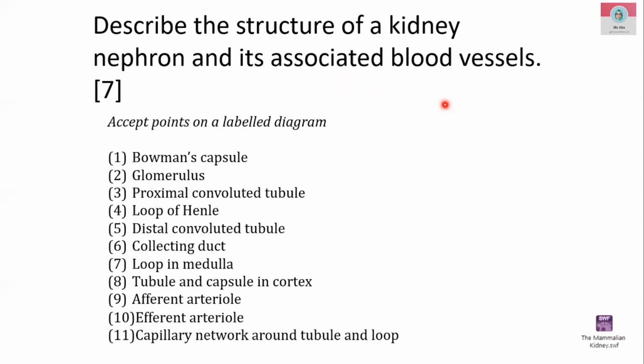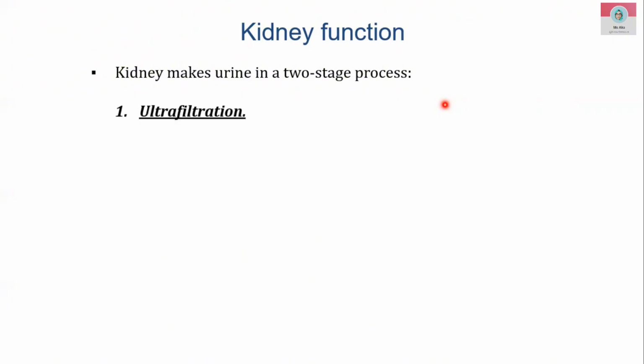For next lesson, next week, we are going to look at the kidney function, how the kidney makes urine. We're going to look at ultrafiltration in the Bowman's capsule and the glomerulus, and then selective reabsorption when we look at the proximal convoluted tubule. So this is the plan for next week.